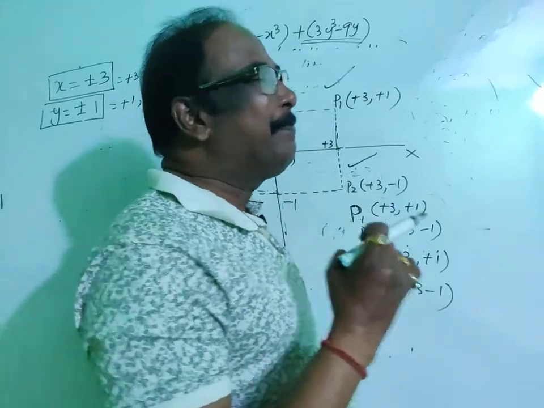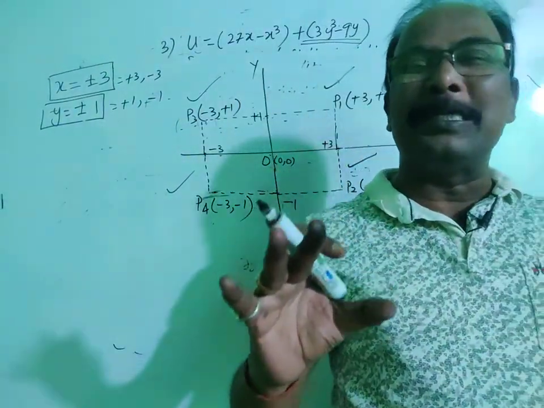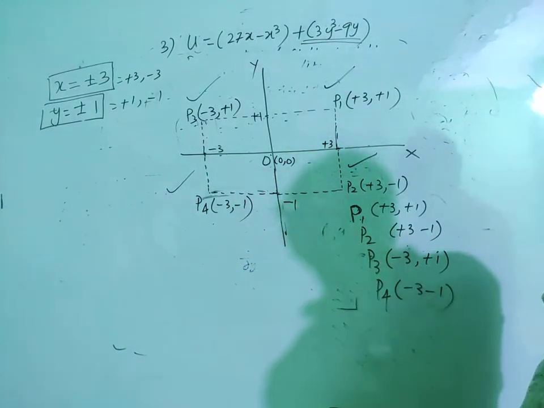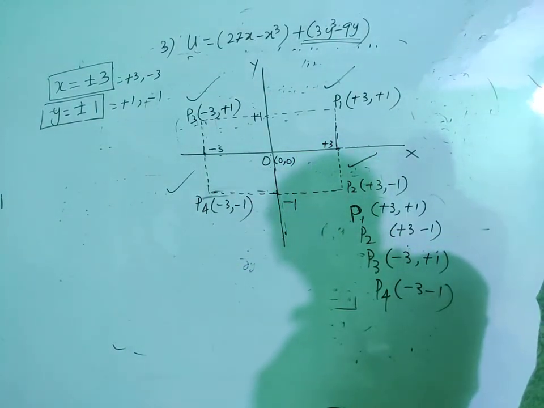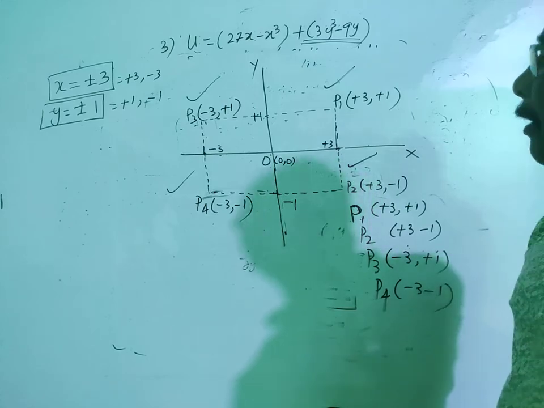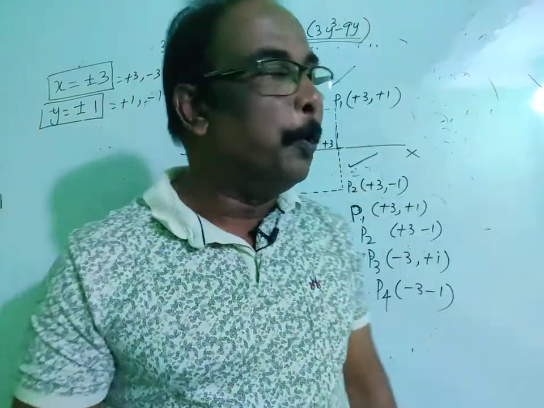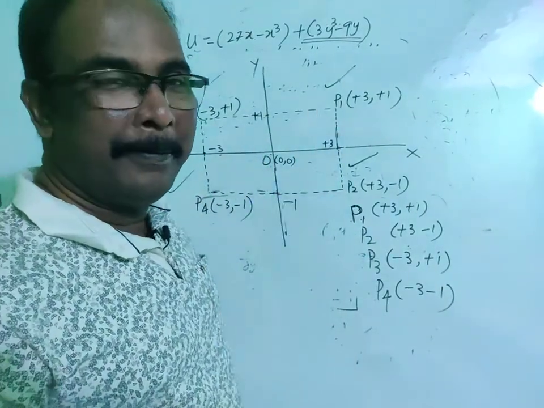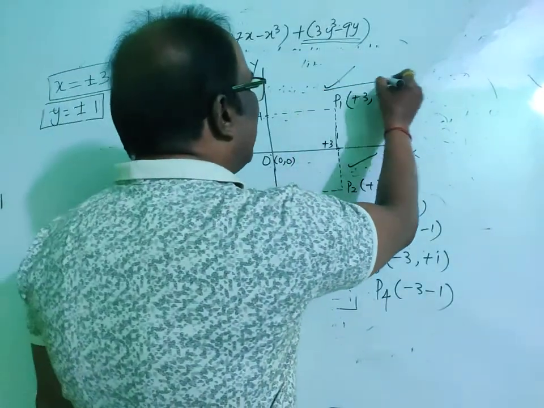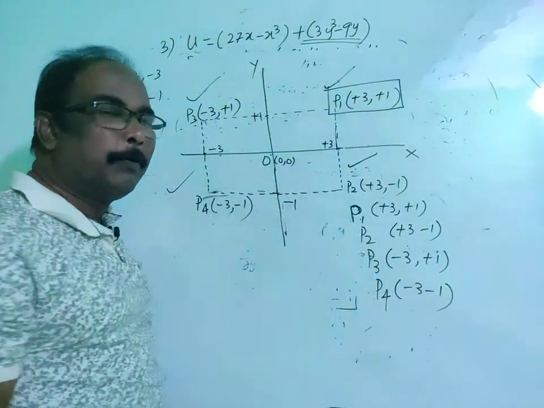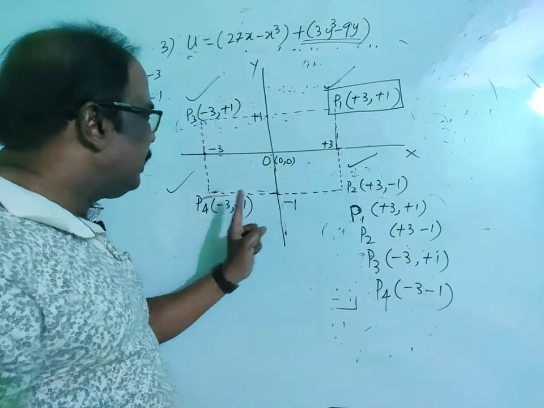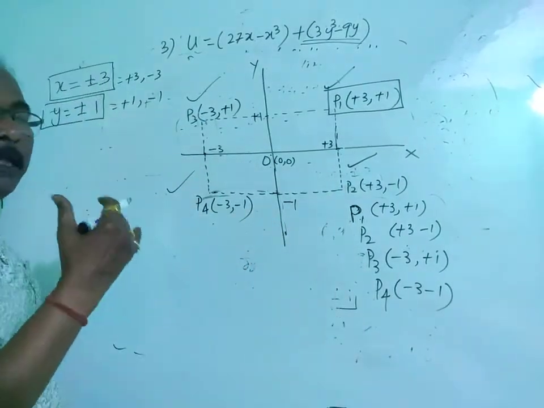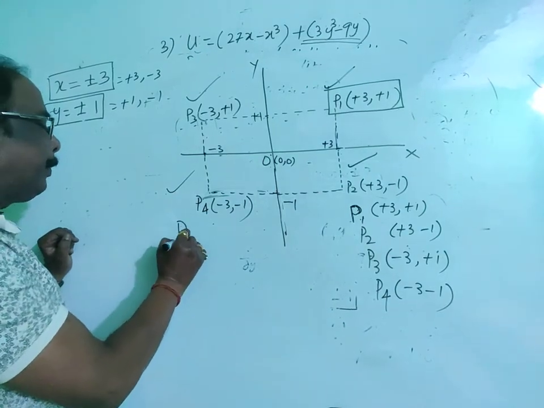P1, P2, P3, P4, all are positions of equilibrium, because all the basic conditions are satisfied: net force or resultant force is 0 and du by dx, or du by dy, is 0. But what type of equilibrium, we have to determine. I am discussing only point P1, and the other 3 points you will analyze, and please comment.